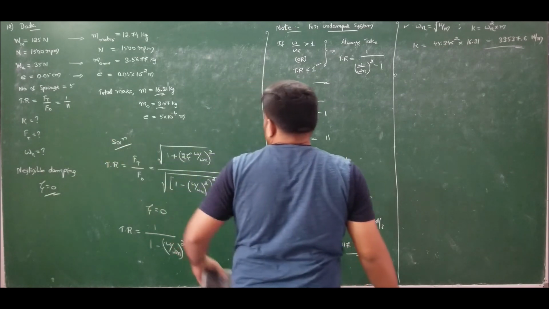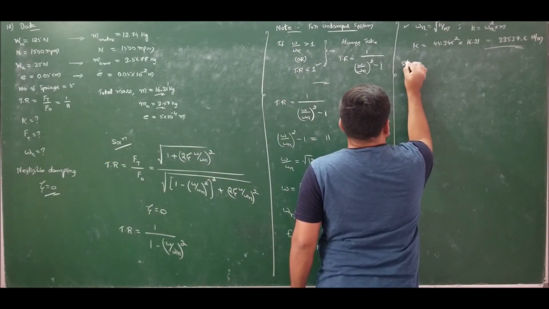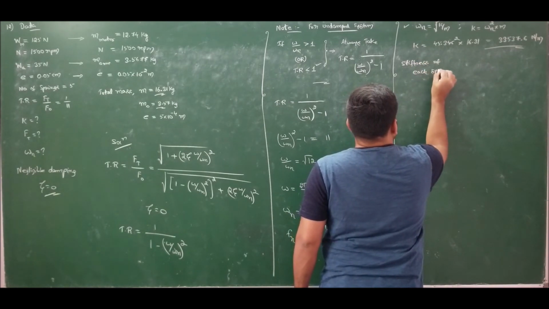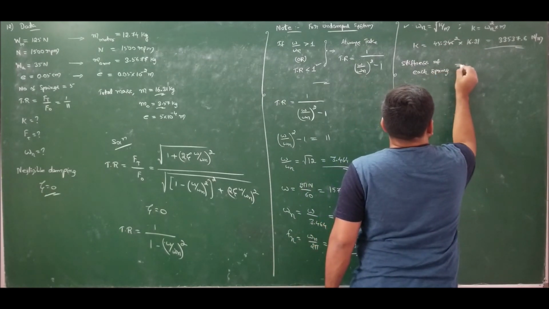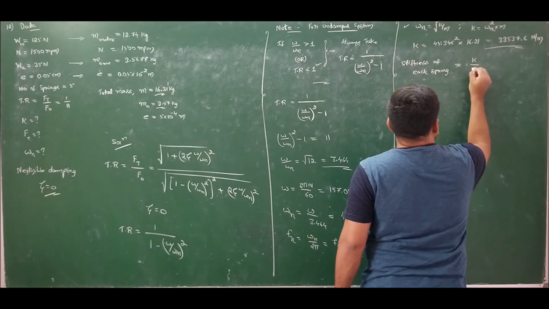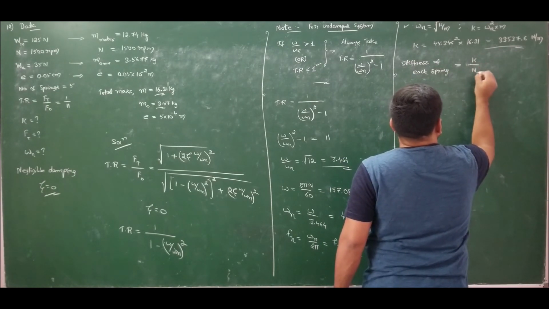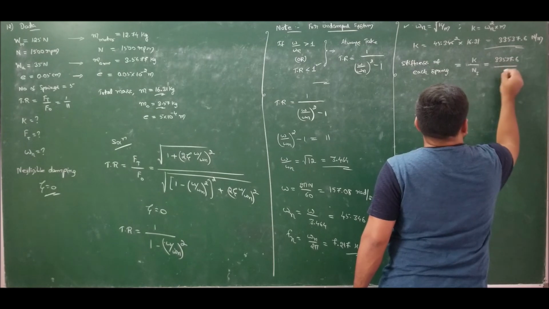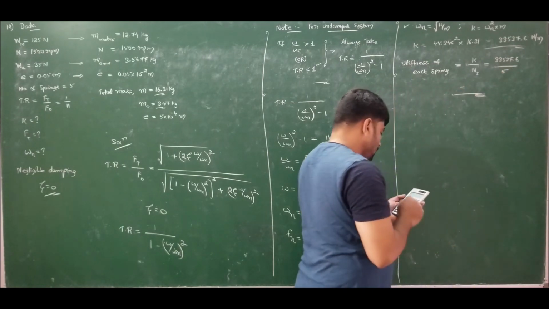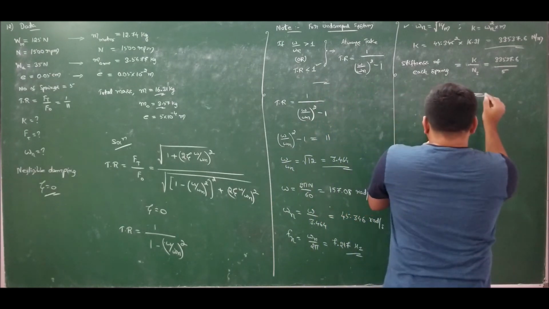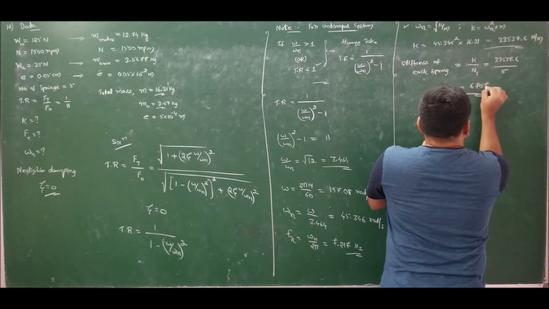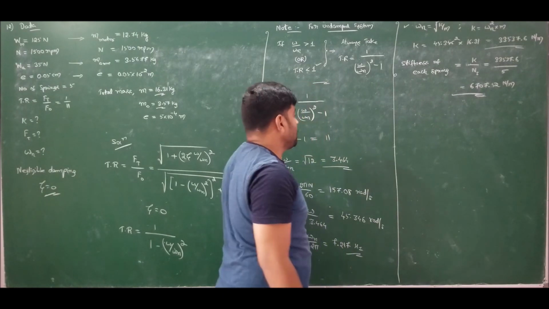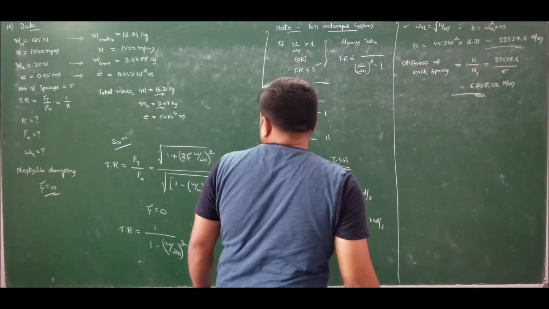But we have how many springs? 5 springs. So stiffness of each spring will become what? Stiffness of each spring will be equal to K by number of springs, that is 33,537.6 by 5. So stiffness of each spring will be 6,707.52 Newton per meter. Now we have done the stiffness of each spring.